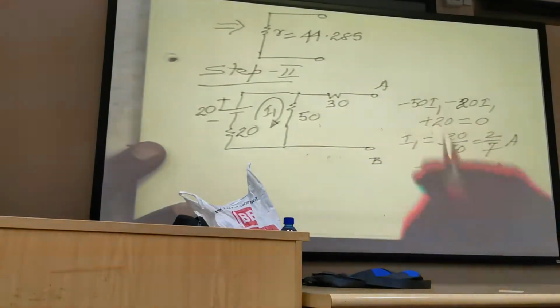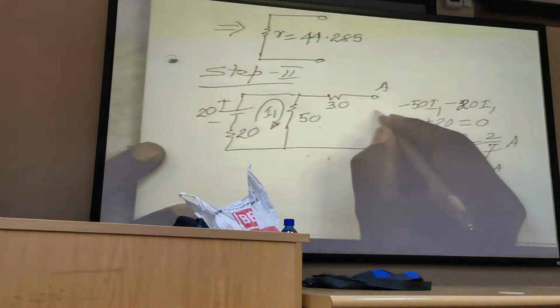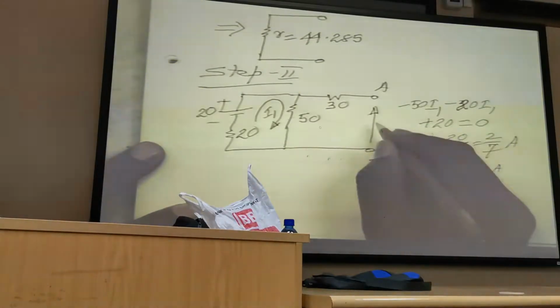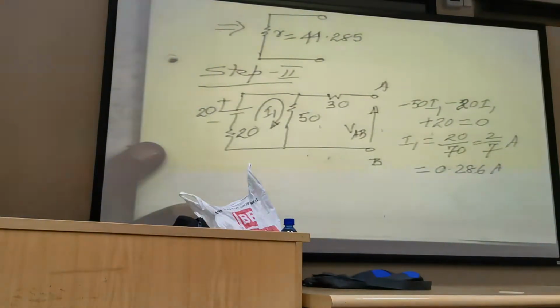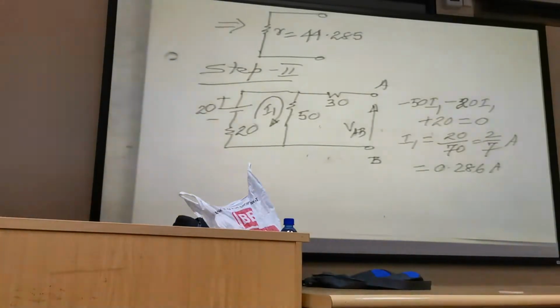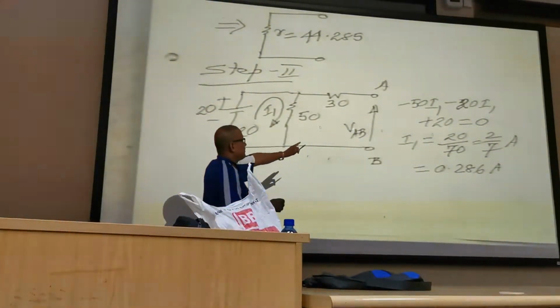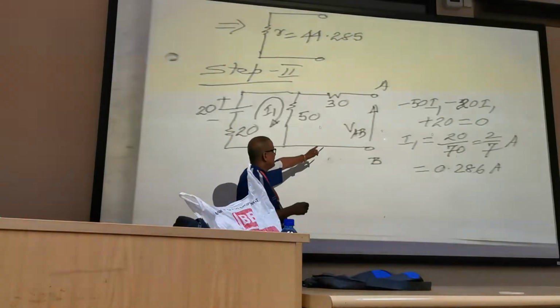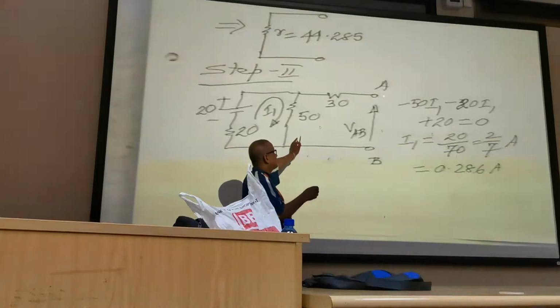We need to find out VAB, right? So say this one here is VAB. Does it make sense? Yes. Now, we can have a loop equation here. In that case, it doesn't matter which direction you start. We have VAB here, and it doesn't matter if you start here or there, but let's start from here.